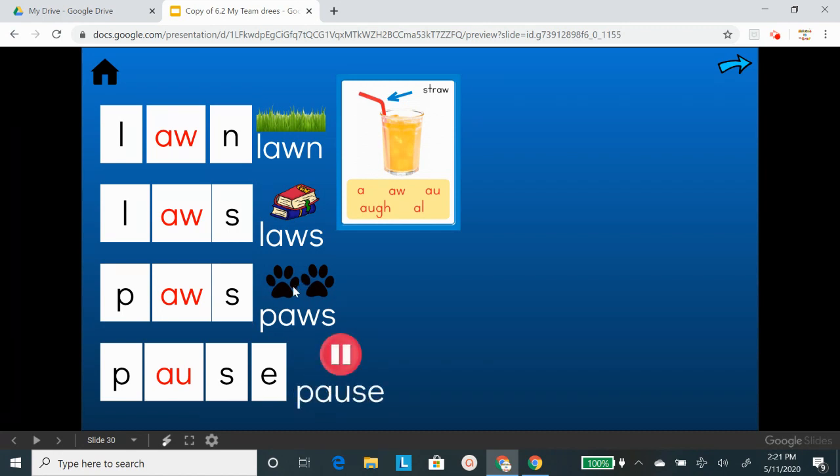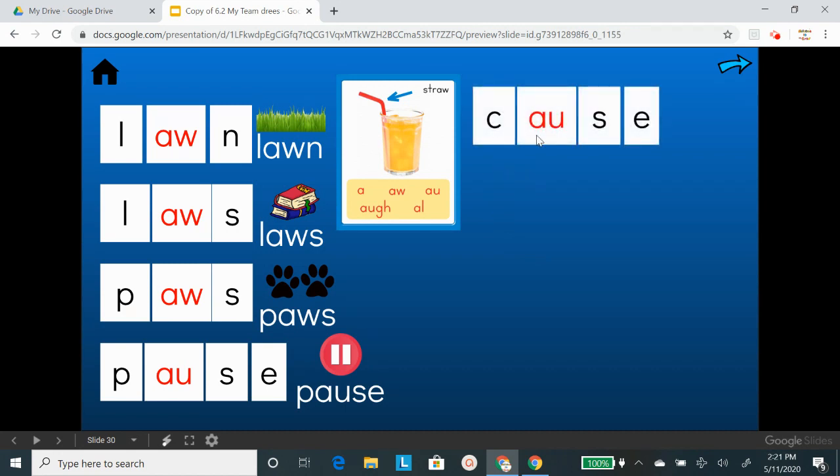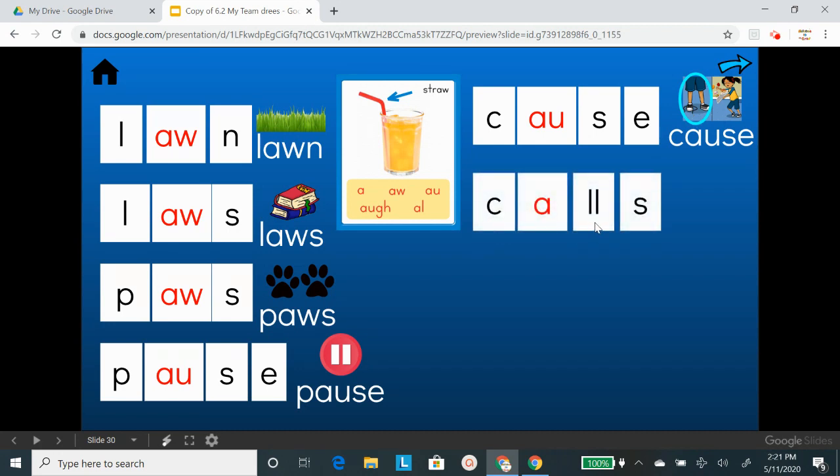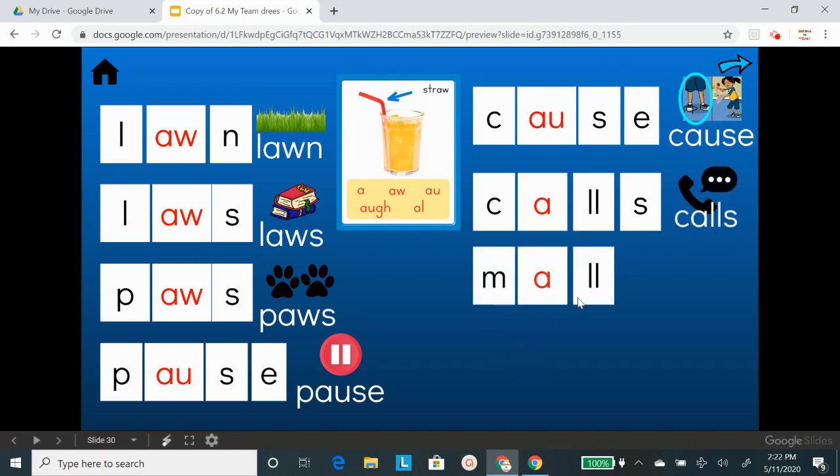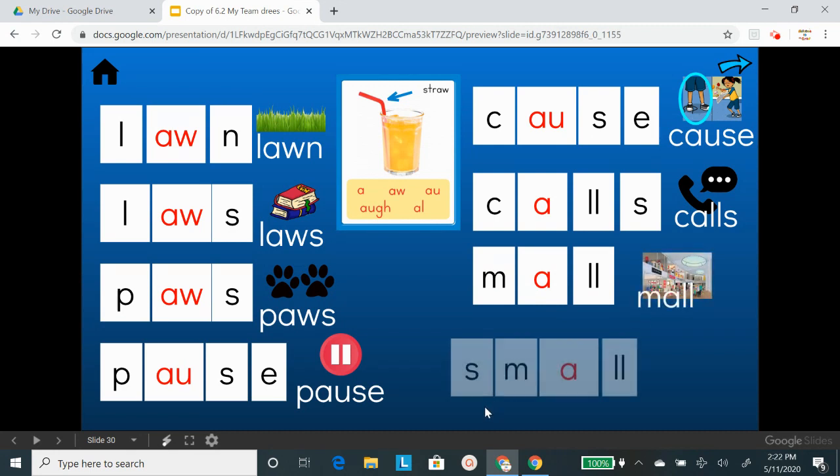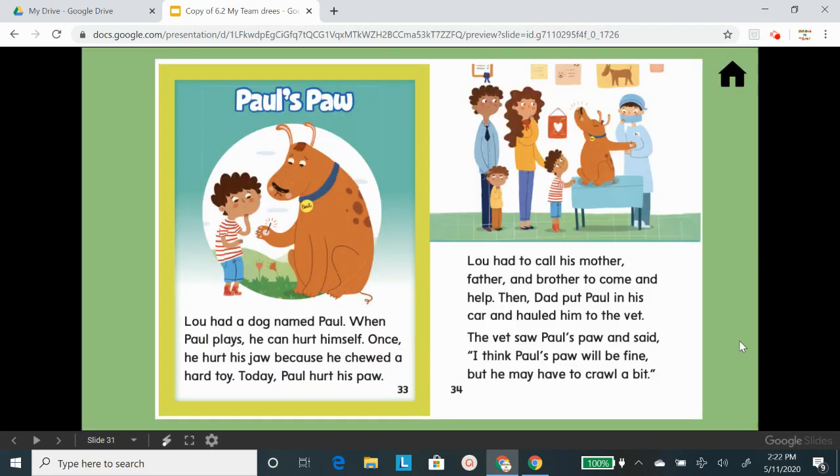Pause. This is paws like animal paws. This is pause like pause that sound, or pause the movie, or pause the game. Make a stop in it. Sound the same, but 2 different meanings. Isn't that unusual? Cause. She fell because her shoes were not tied. That's the cause. Cause and effect. Calls. Mall. All. Small. Good job. Okay.